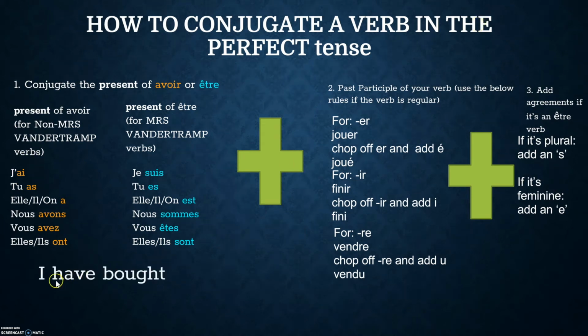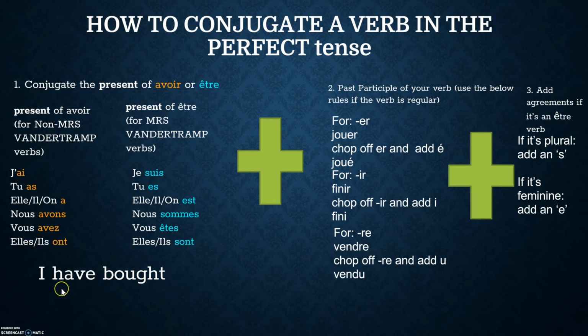An example conjugation or translation is, I have bought. We ask ourselves, what verb is that talking about? Acheter. The tense we're talking about, the past tense. So we need to conjugate the past tense of acheter. First step to doing that is, do we conjugate the present tense of avoir or être? Acheter is not a Mrs. Van der Tramp verb, so we're going to use the present of avoir.